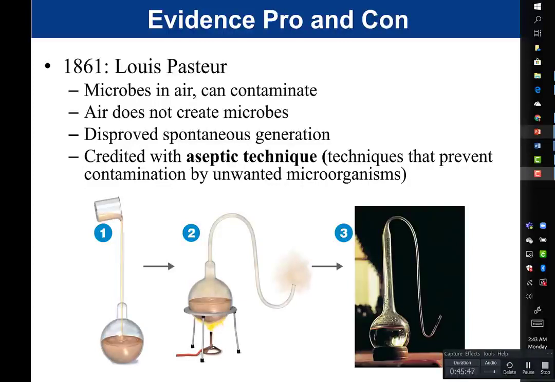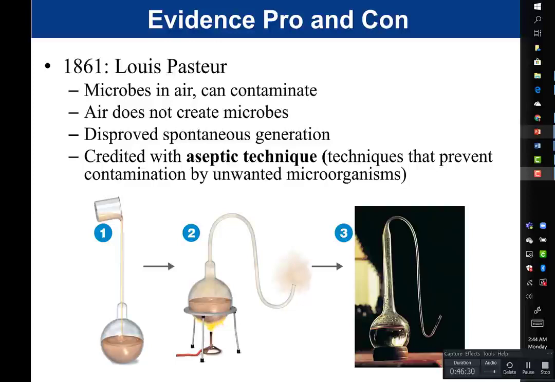And so based on the results of these experiments and the one that we will talk about later, 1861, Louis Pasteur showed that microbes in the air can contaminate, but the air does not create the microbes, because the air could get in. However, when he had his S-shaped flask, he did not get growth in that flask. So the air did not create the microbes. The microbes came from if they fell into the flask. And so he was credited largely with disproving spontaneous generation. Again, we can't say that he proves biogenesis, but he disproves the alternative hypothesis. So he disproved spontaneous generation.